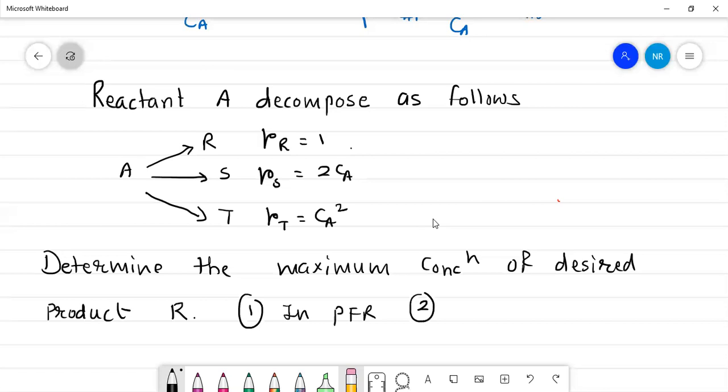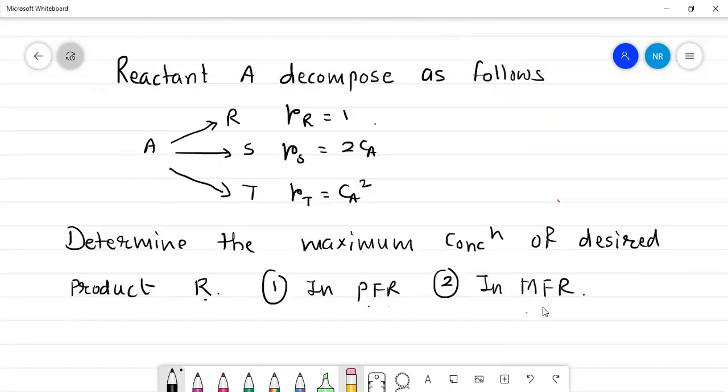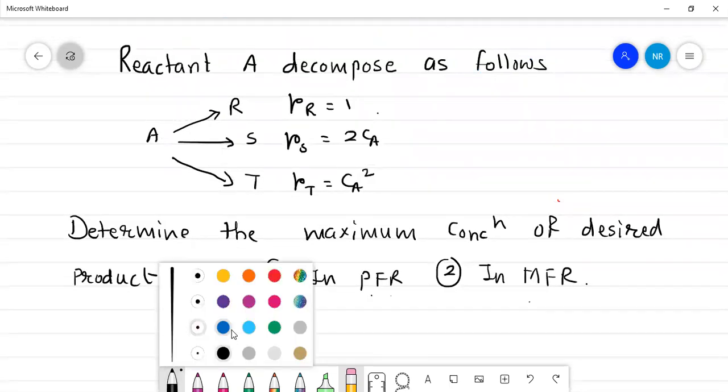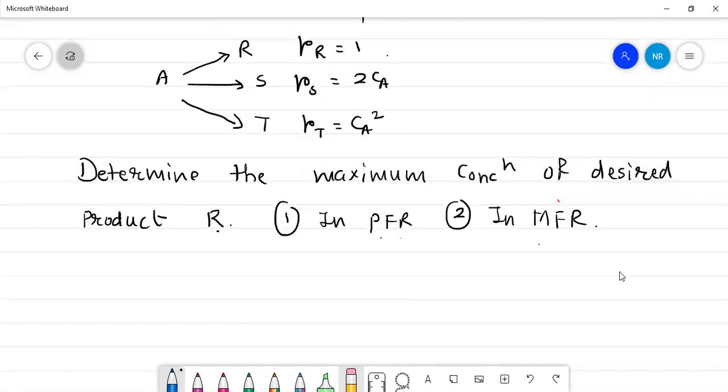and in a mixed flow reactor. In plug flow reactor and in mixed flow reactor. Okay, R is my desired product. So what is the concentration of CR in plug flow reactor and in mixed flow reactor? Okay, so let's try to calculate this example. Solution.